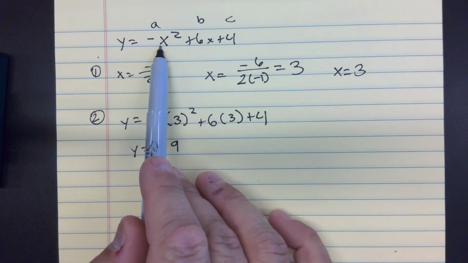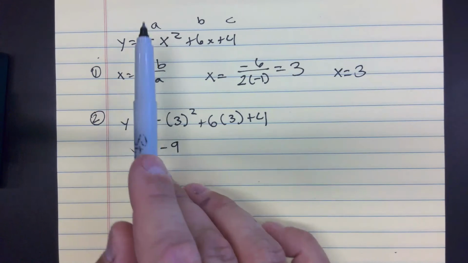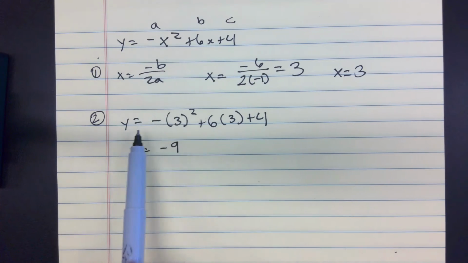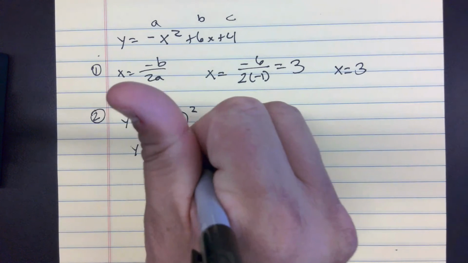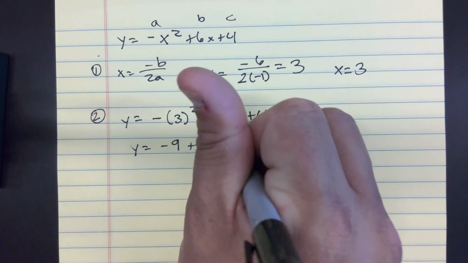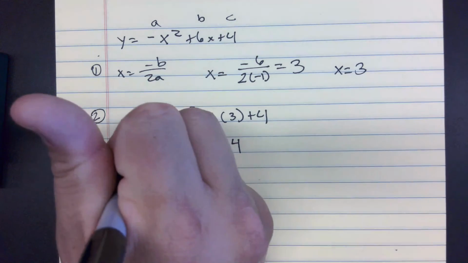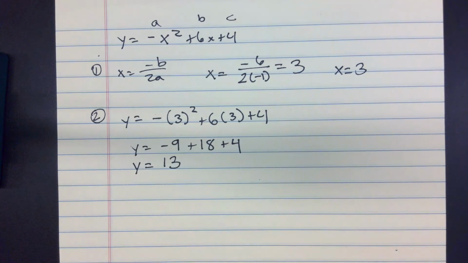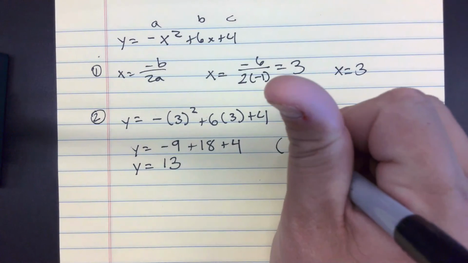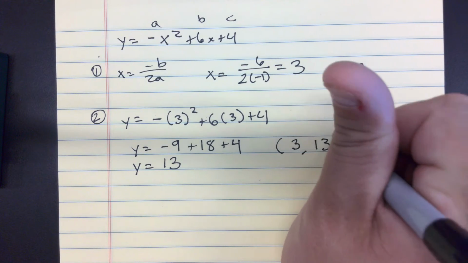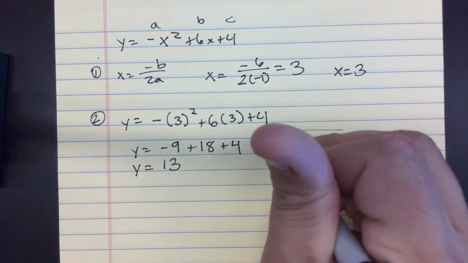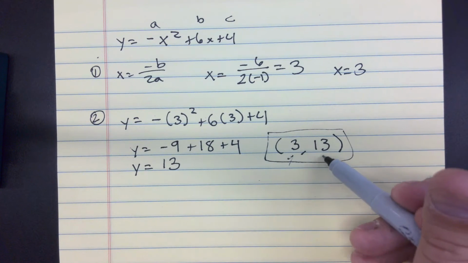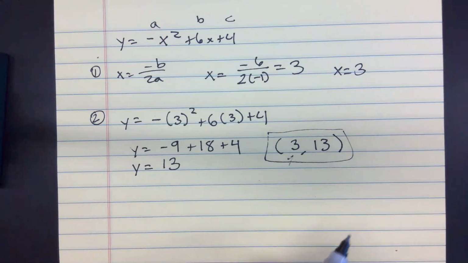When you plug something in for this x and there's a negative in front, the negative stays out in front and this goes in parentheses. Just like this. So this becomes plus 18 plus 4. So y is going to equal, is that 13? 13. So our vertex is 3 and 13. The axis of symmetry goes right here. What we found for the y goes right there.